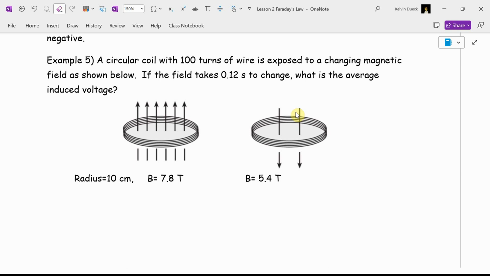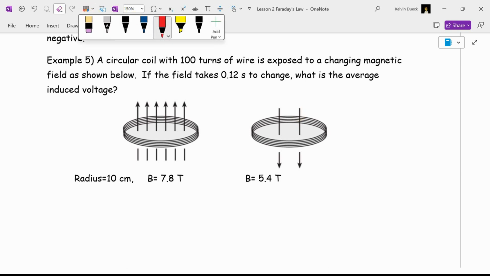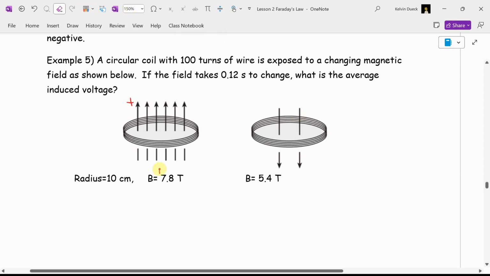Gibson, what I want you to notice is in the first diagram, the magnetic field is pointing which way? In the second, it's pointing which way? We're going to need to let one way be positive and one way be negative. What do you want to let be positive, up or down? Okay, so I'm going to do this, lazy but organized. I'm going to put a plus there, but I'm going to put a big positive in front of the 7.8. I'm going to put a big minus in front of the 5.4 so that there's no way I'll miss it.